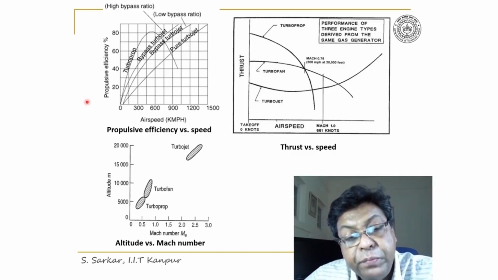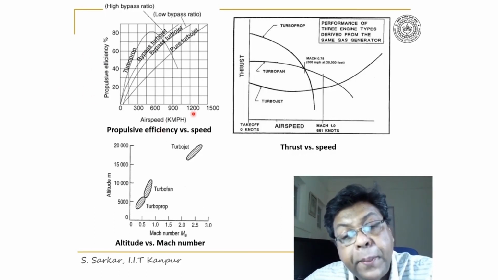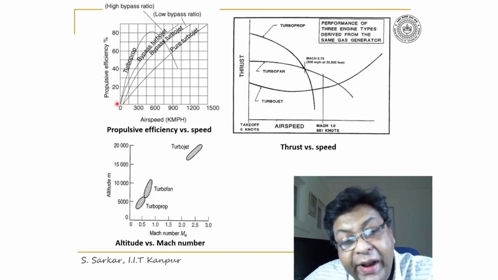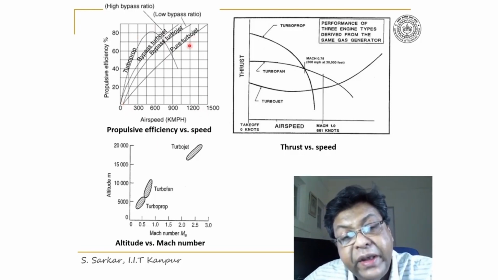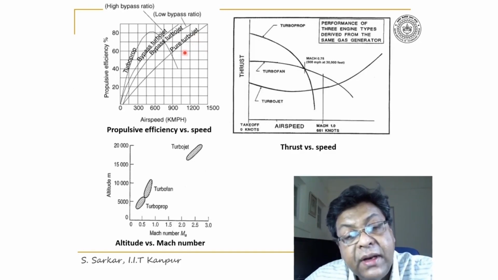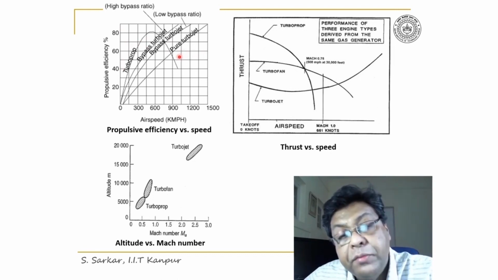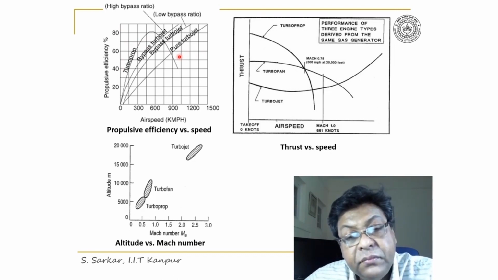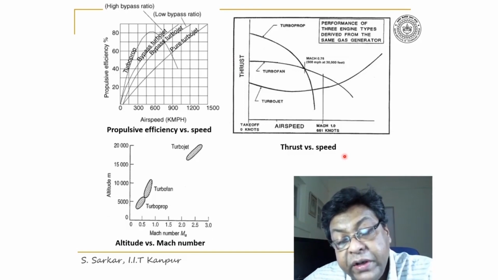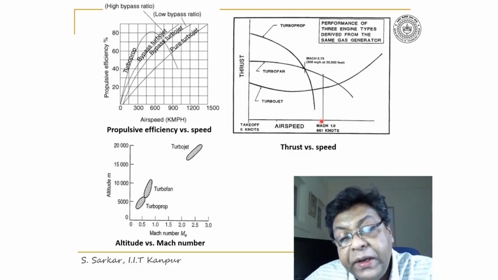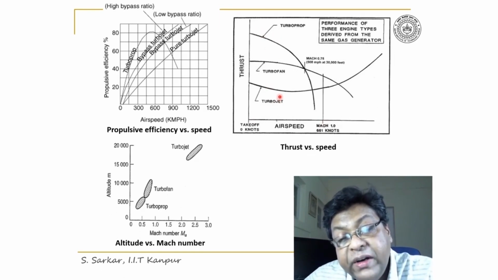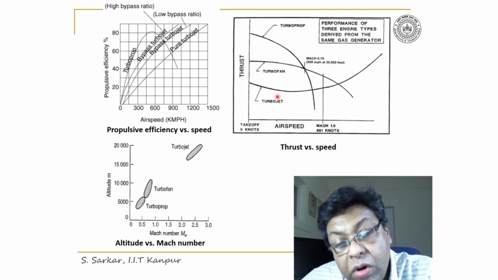Look, this is the propulsive efficiency versus speed. At low speed, turboprop is efficient, whereas turbojet engine is efficient at higher speed, and turbofan lies between the turboprop and turbojet. This figure illustrates thrust versus speed. At lower speed, turboprop gives maximum thrust, whereas turbojet performance is very poor.